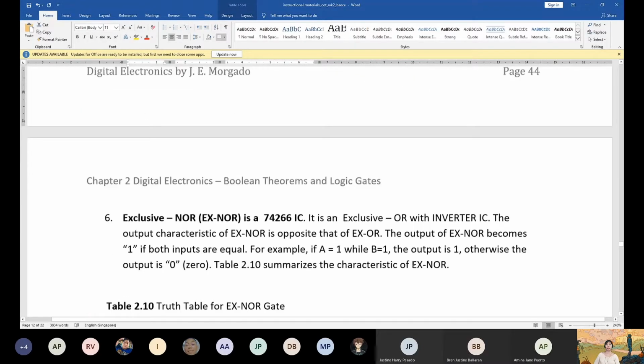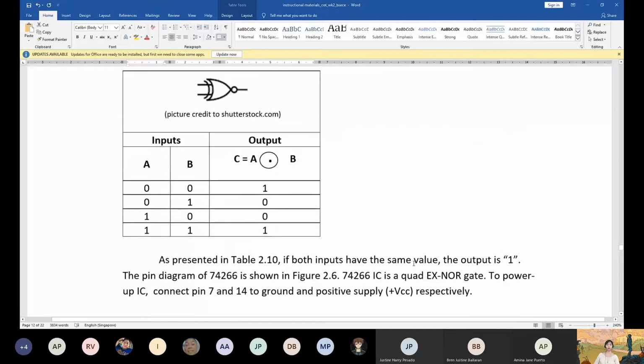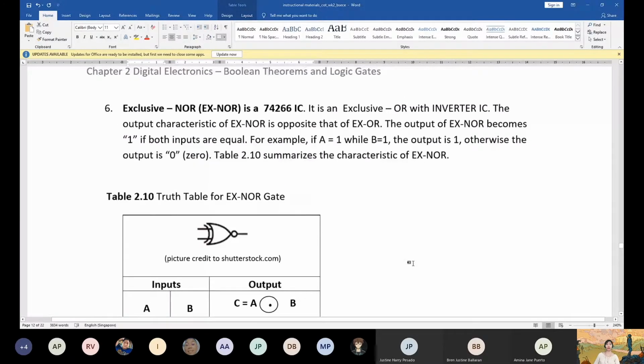And lastly, we have XNOR. Okay, no, it's not the last. We still have the inverter and buffer. So we have exclusive NOR, which is 74266. It's XOR plus an inverter.